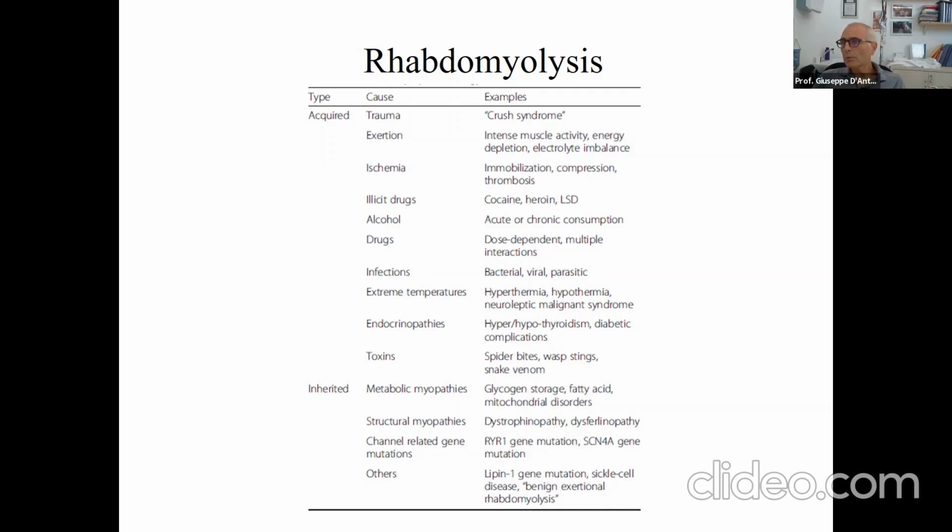The inherited forms of rhabdomyolysis include metabolic myopathies, and among them, myopathies of the glycogen storage or fatty acid utilization, or mitochondrial disorders. We can have rhabdomyolysis also in dystrophic conditions, including those that cause alterations of the dystrophin glycoprotein complex and some other inherited conditions, including channelopathies, so mutations in genes that code for channels.